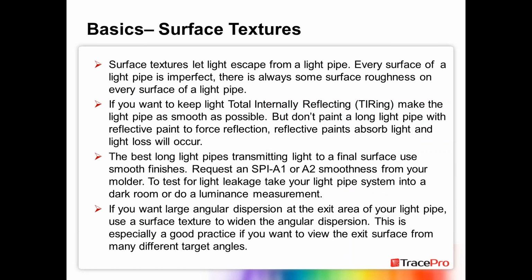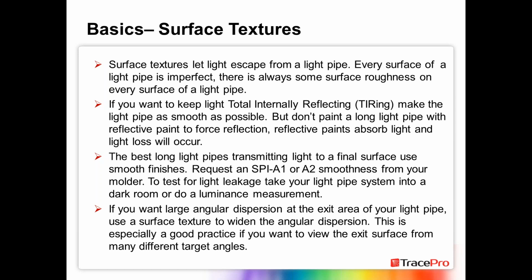So we keep talking about surface textures. Well, these are the things that let light escape in a large angular area from an exit surface. We know that every surface of a light pipe is imperfect. You can't make it perfect. It's great to have a nice smoothness using an SPI-A1, but even an SPI-A1 type surface finish will allow light to leak out minimally. If you want to keep light totally internally reflecting inside of a light pipe, make it as smooth as possible.